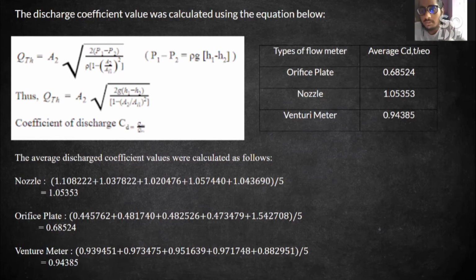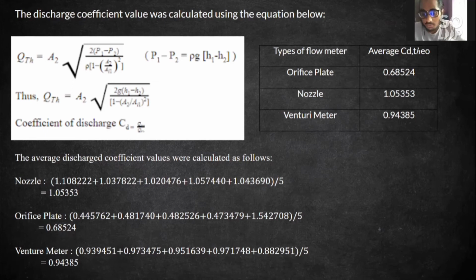So we discuss the results that we obtained. From the results in Table 7, the flow meter that gives the most accurate measurement is the venturi meter, because based on our calculation, the average discharge coefficient of the venturi meter is 0.94385, which is the closest to 1. Compared to that, the average discharge coefficient for the nozzle is 1.05353, which slightly exceeds 1, so some error might have occurred during this experiment. The average discharge coefficient for the orifice plate is 0.68524, which is smaller than 1, so the actual flow rate is much different from the theoretical flow rate.